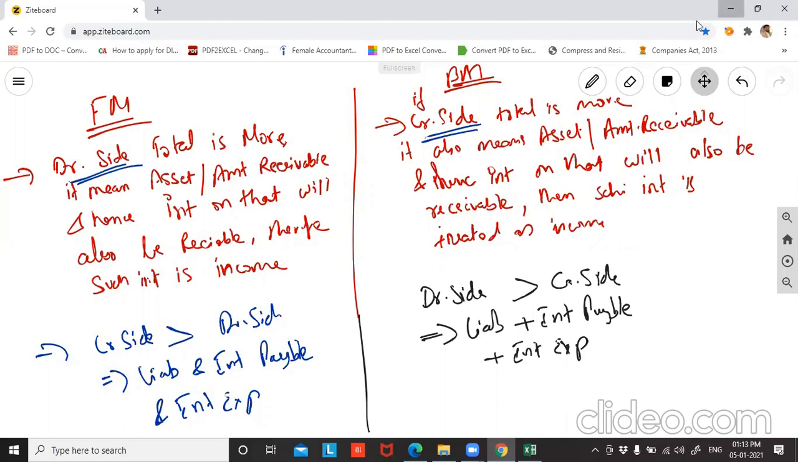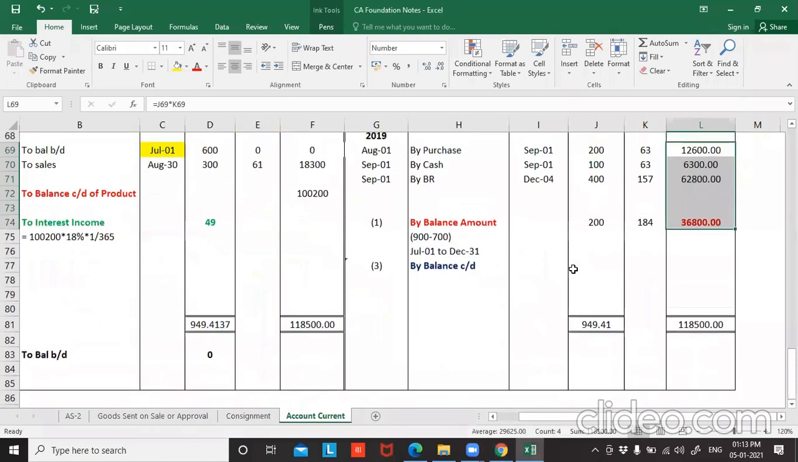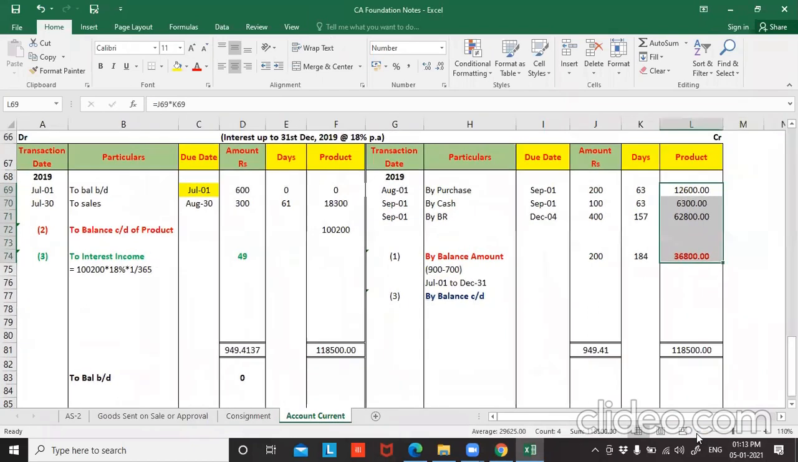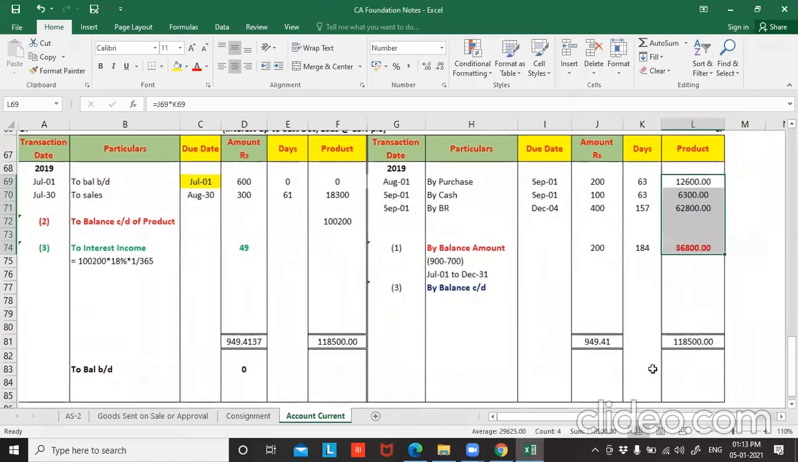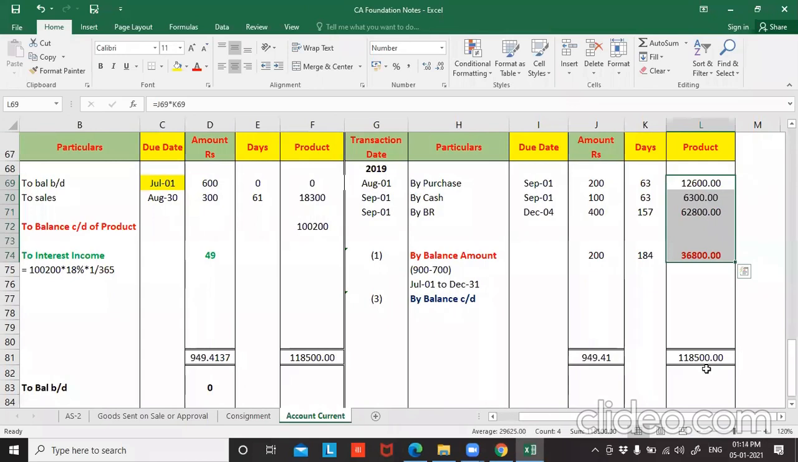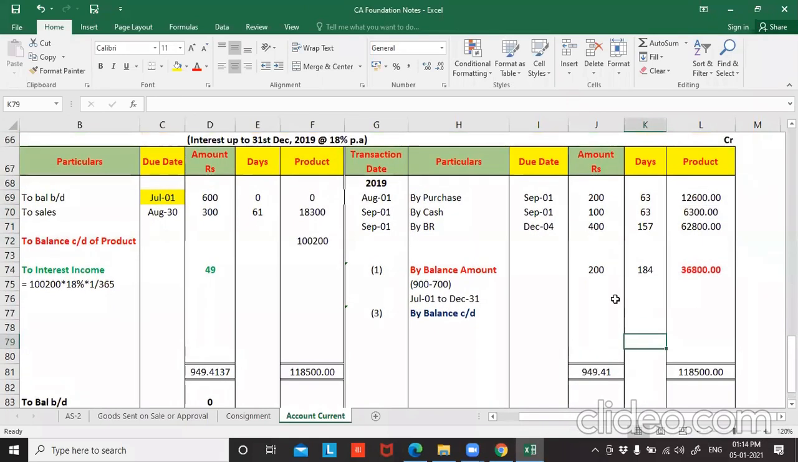So can you show that Excel sheet? This one? Yes, sir. Yes, boss. The credit side total is not matching, sir. Which one? Amount or product? Amount, sir. How will it match? That's what we're taking. No, we are taking the total of this, which is 1,18,500. No, I'm still not done. Wait, wait, I'm coming.